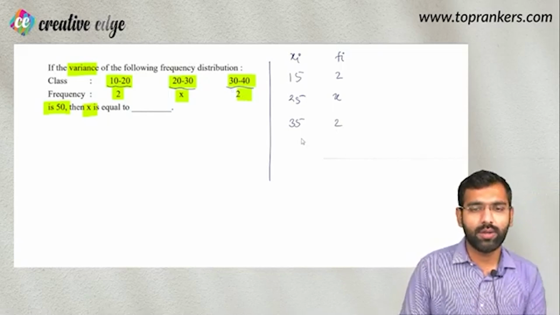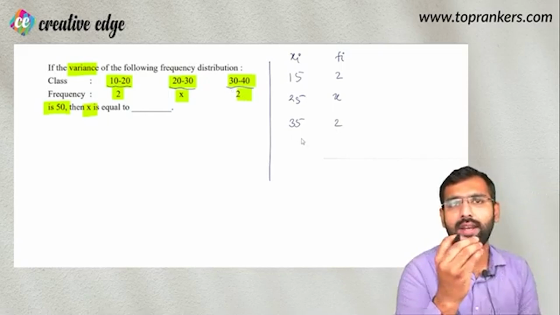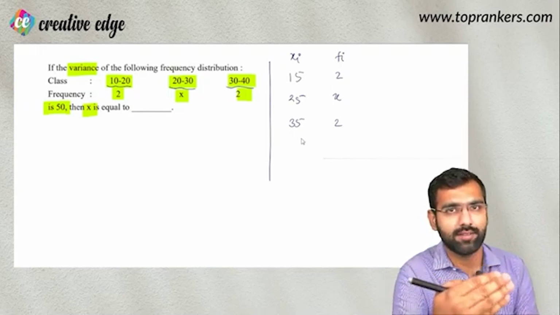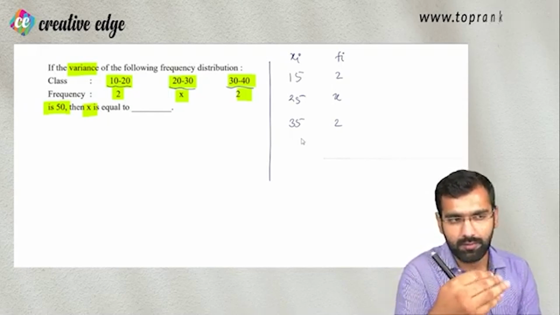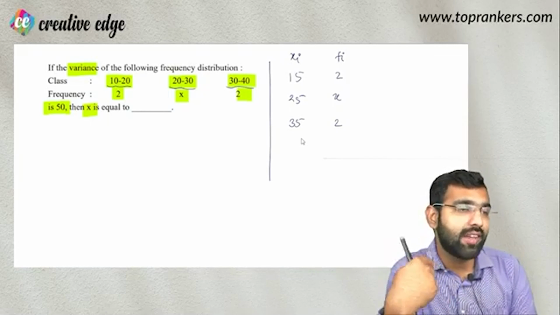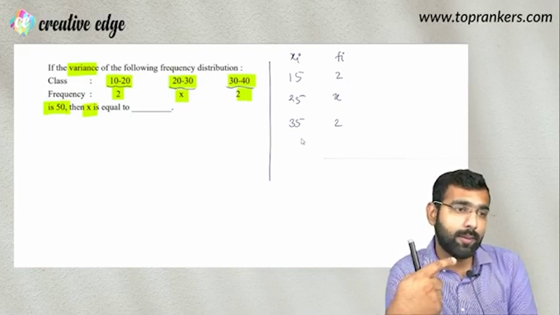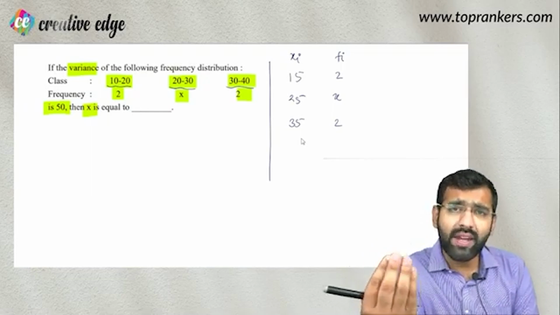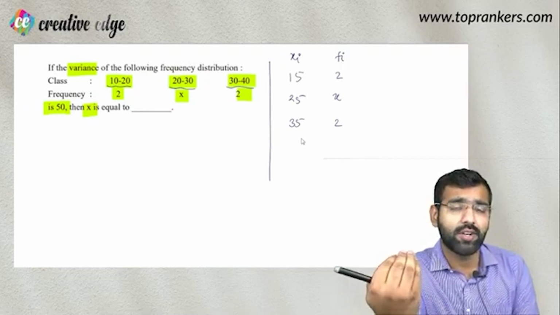What I'm trying to convey here is that I can add or subtract any random value from these, so that these big numbers 15, 25 and 35 become smaller. Why am I doing that? Because when you apply the variance formula, you will have to compute xi square into fi, and that's where you'll find it troublesome.